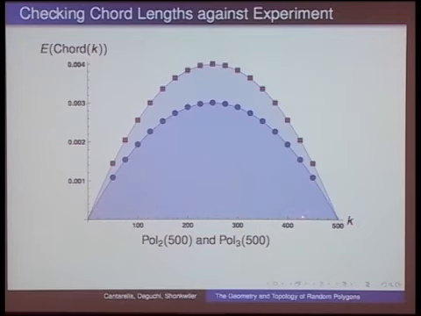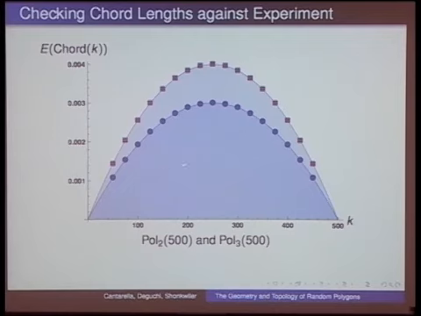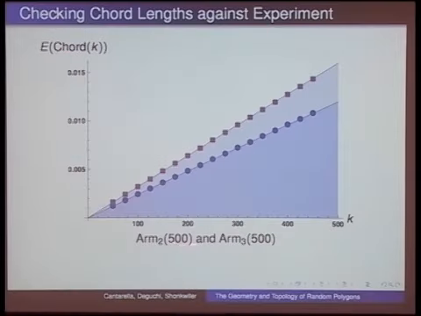Here are samples of a few million 500-gons. Those are the dots versus the prediction, right? I'll talk about the sampling algorithm in a minute. But certainly the data looks good. These are samples of a few million 500 edge arms in the plane and in space, again, versus the theorem. And so that looks good for the sampling algorithm.